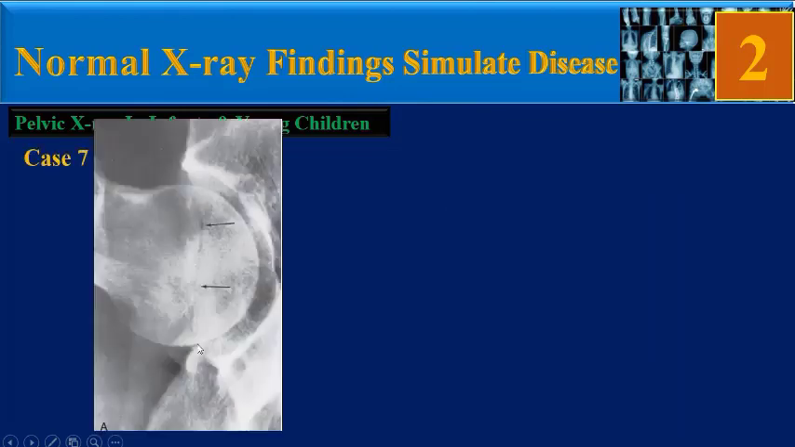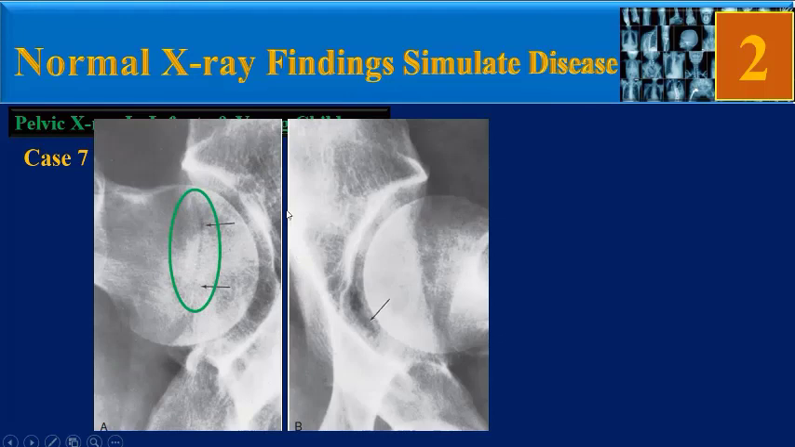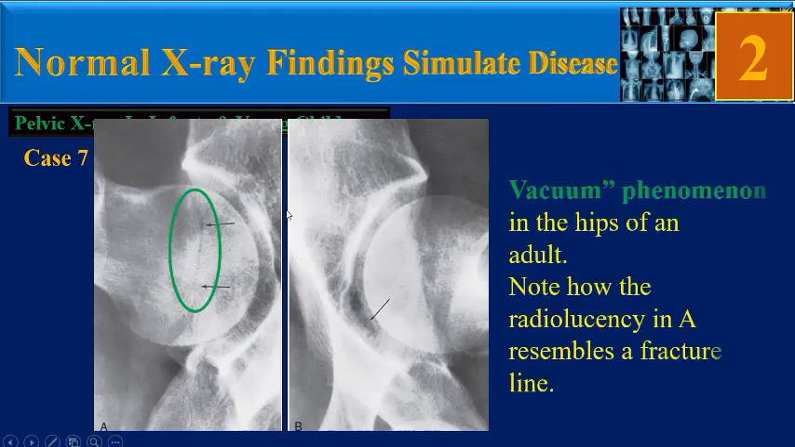Case 7. We can see a lucent line in the femoral head here, but in the abduction view we find that it's a vacuum phenomenon in the hips of an adult. Note how the radial lucency in the femoral head resembles a fracture line.